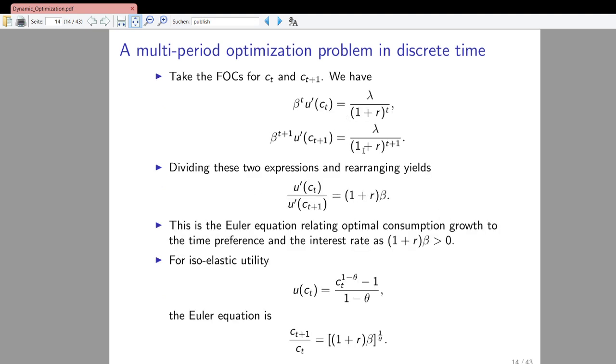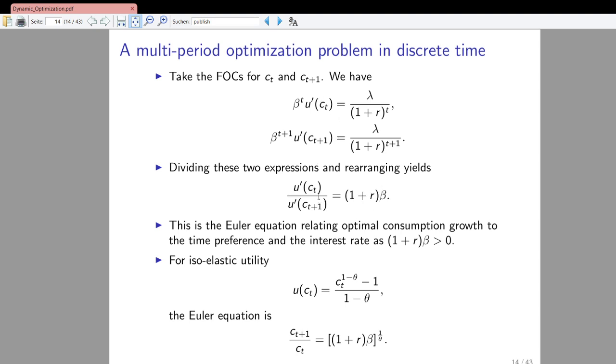So therefore we have two first order conditions, and we can simplify them, put them together by dividing them basically. And if we divide them and bring the discount factor to the right hand side, then we would have beta to the power of t plus 1 on the right hand side, divided by beta to the power of t. So what remains is beta. We have 1 plus r to the power of t plus 1 on the right hand side divided by 1 plus r to the power of t. So 1 plus r remains without an exponent.